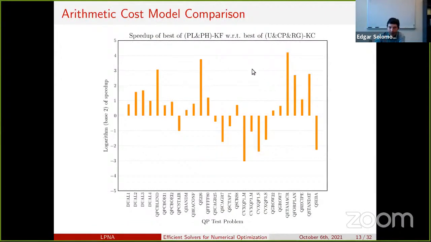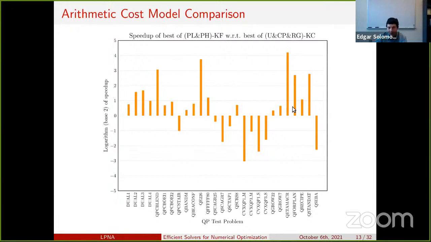We can also compare the speedup obtained by our preconditioners with respect to the best of an unpreconditioned method, a method with a constrained preconditioner, and a method with a preconditioner from a paper by Tim Rees and Chen Greif, which is block diagonal. And so here we are plotting the logarithm of speedup.